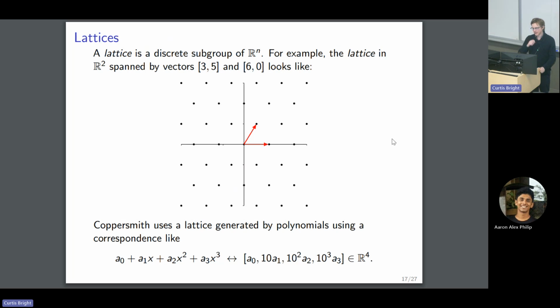You can generate lattices also with polynomials, using a correspondence at the bottom here. A polynomial of degree 3 has 4 coefficients. If you stick those coefficients into a lattice vector, they're going to generate a lattice. So Coppersmith is going to use a polynomial lattice. This one is just a two-dimensional lattice, but of course you can go to 3-dimensional, 4-dimensional lattices, and so on.